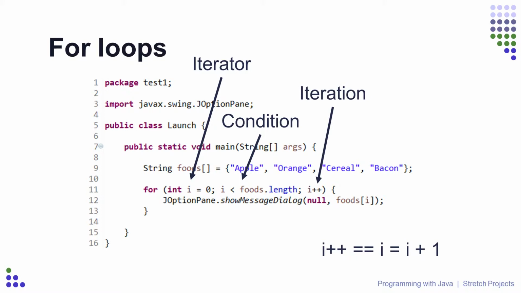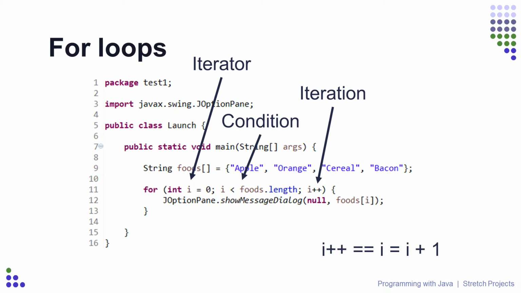In this case, the condition is making sure that the value of the iterator is less than the length of the array. The length is a property every variable has. In an array, it just tells you how many elements are within that array. In a string, it tells you how long that string is. In this specific case, foods.length is going to be 4, because there are 4 elements in our array. And when this condition is no longer true, the loop will stop running.